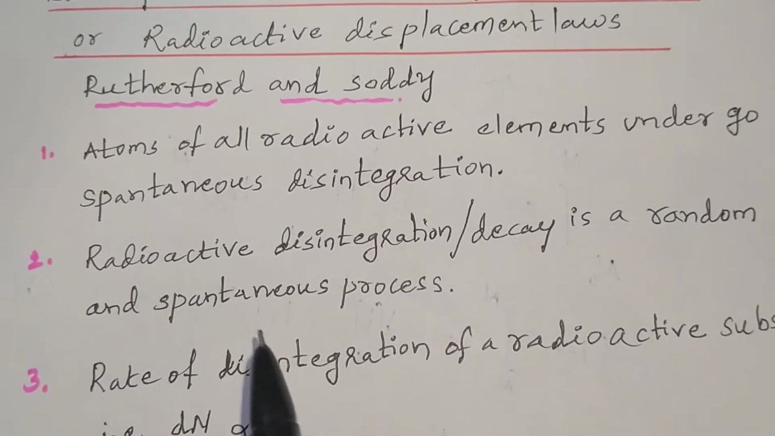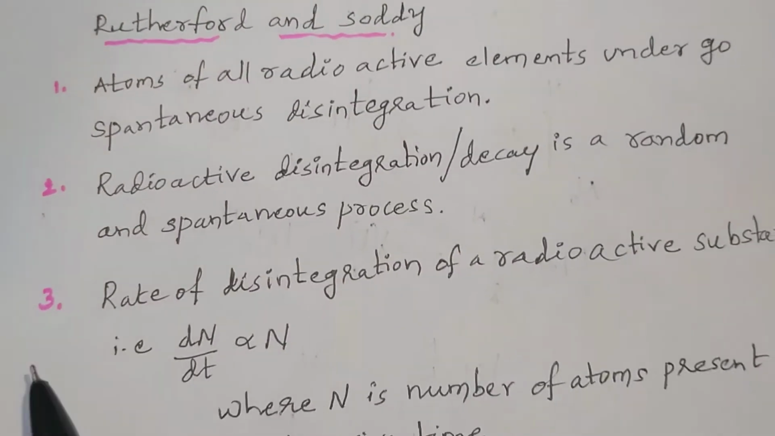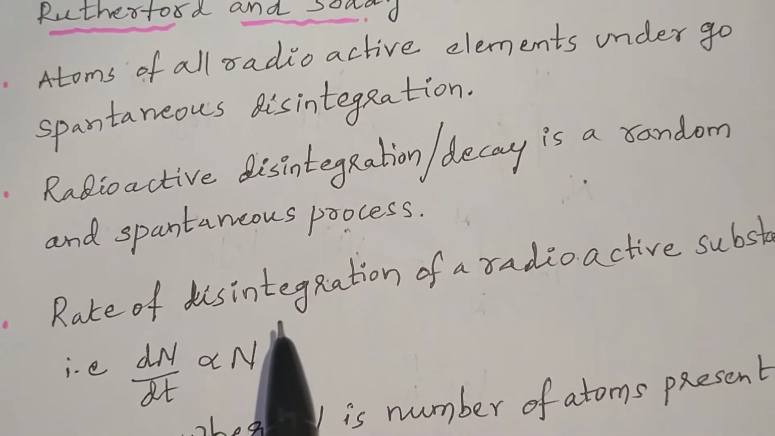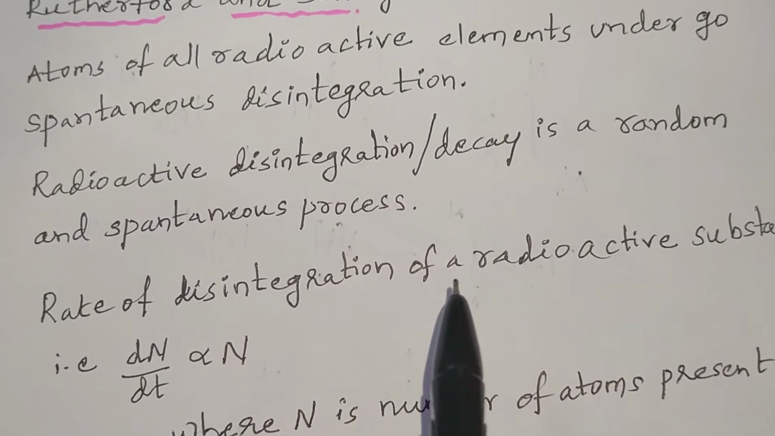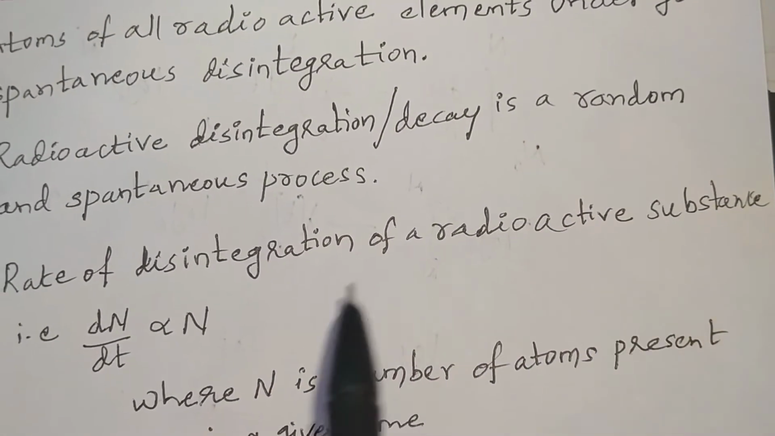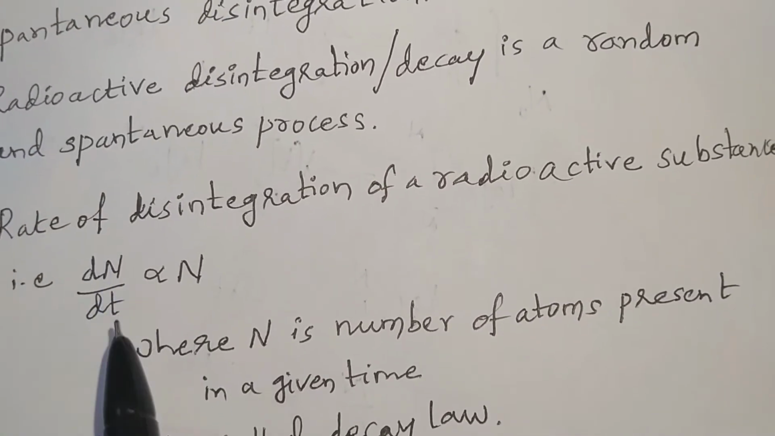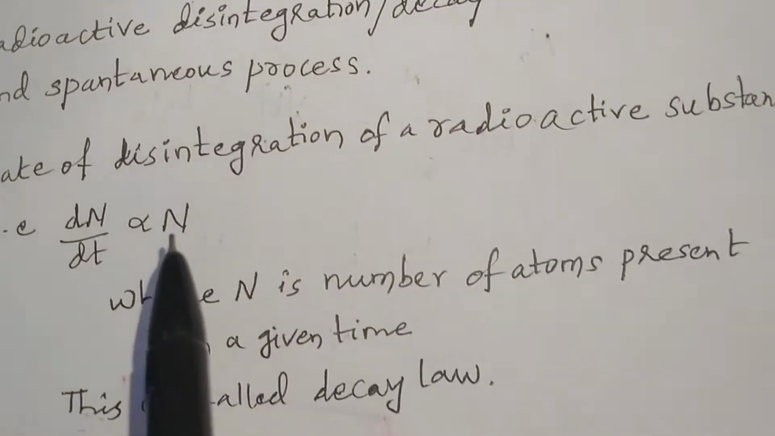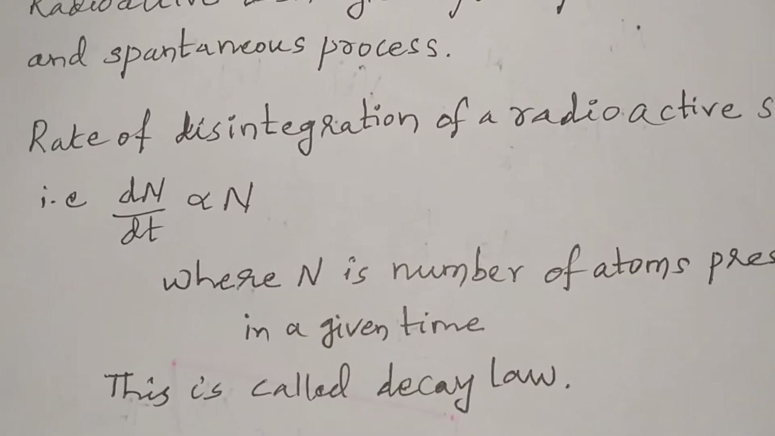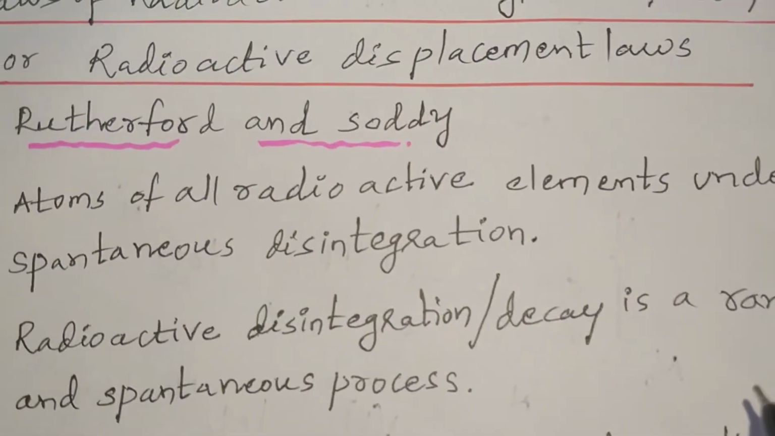The second law: radioactive disintegration is a random and spontaneous process. And the third one: the number of atoms that disintegrate in a radioactive substance per unit time, that is, the rate of radioactive disintegration, is directly proportional to the number of atoms present at a given time. So that is dN by dt proportional to N. This is called the decay law. These three laws are called radioactive displacement laws.